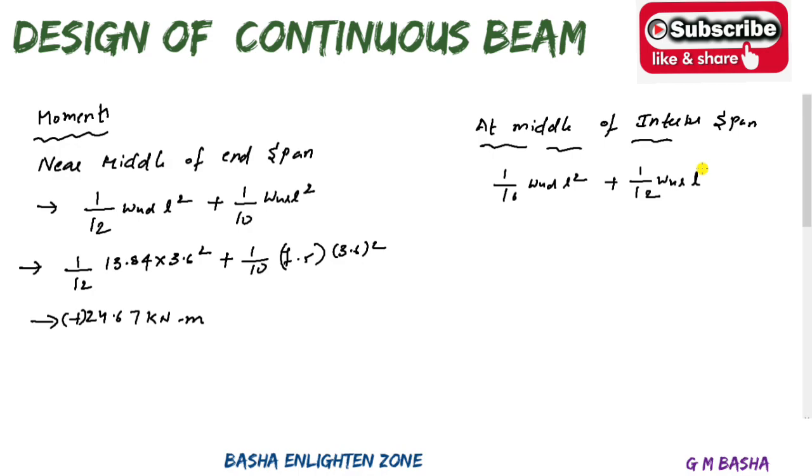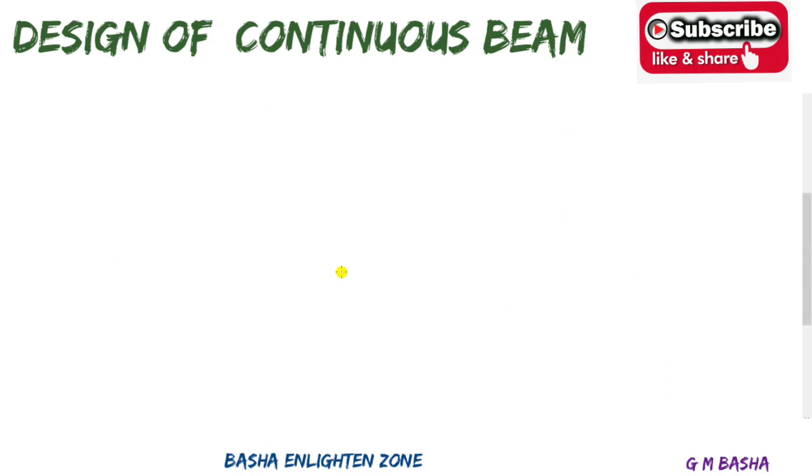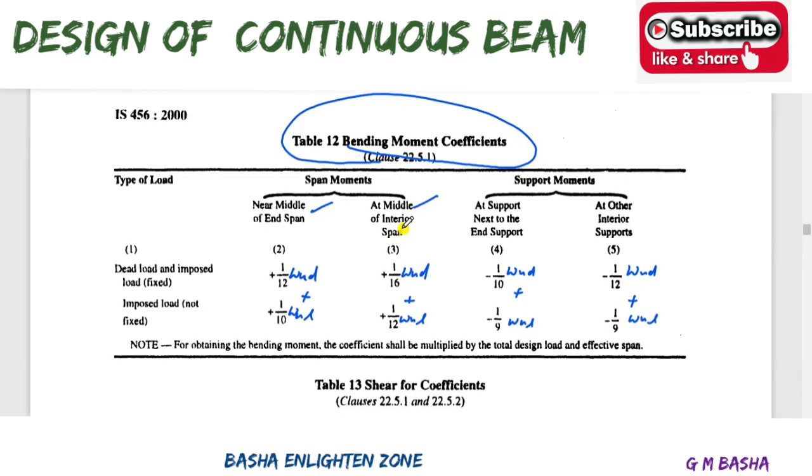Again 1 by 16 WUD, with the same values, 13.84 into effective span whole square, plus 1 by 12, 7.5 into 3.6 whole square. If you simplify, you will get around 19.31 kilonewton meter. So this is another value. Please keep both positive moments on one side. These two are the positive moments. And again come to the next condition, which is support moments. So take down the heading support moments.